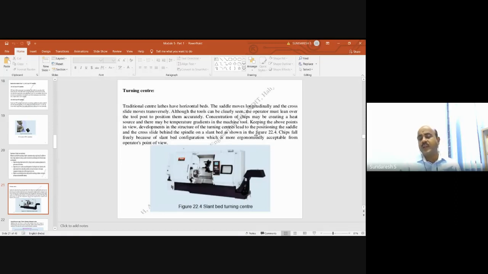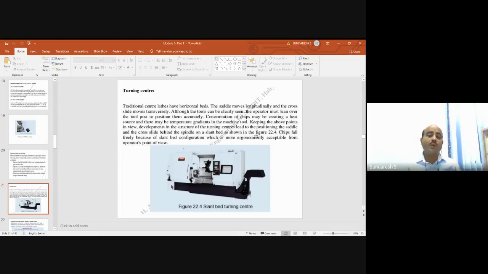That is one thing. The second thing is that the concentration of chips may create a heat source, and there may be temperature gradients in the machine tool. When you look at the chips coming out once you start machining, the chips which concentrate will create a heat source, which may cause temperature gradients. So all these are what we can call the reasons that traditional center lathes are not designed ergonomically.